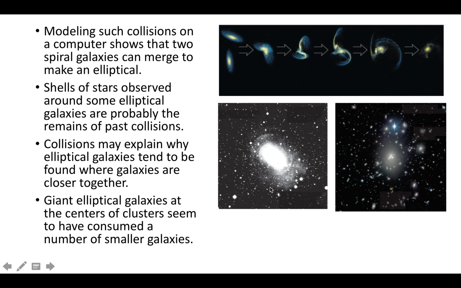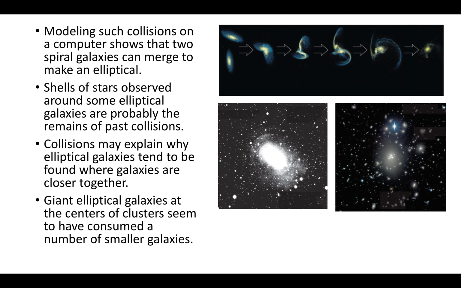So, we do see some observations, but we use a lot of modeling to show how 2 spiral galaxies can merge and make an elliptical, so they can actually morph from one type to another. Shells of stars observed around some elliptical galaxies are probably the remains of past collisions.